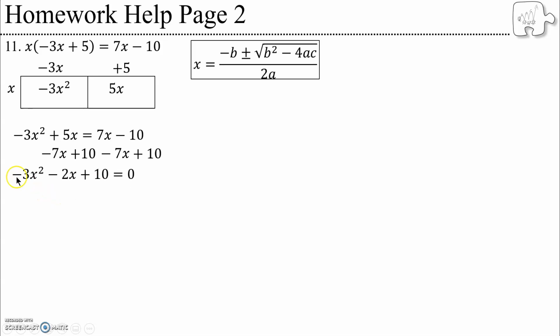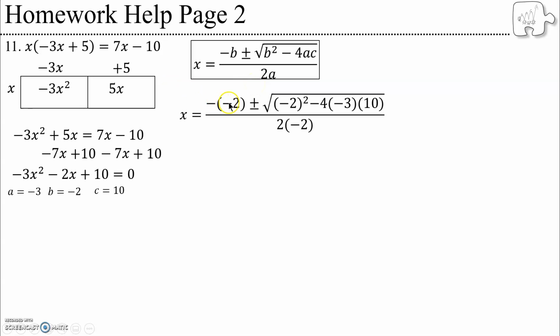So now we can figure out what our a, b, and c are, first number, second number, third number, because it goes in x squared, x, constant order. So we have a is negative 3, b is negative 2, and c is 10. Now we have enough to plug it into our quadratic formula. You have x equals the opposite of negative 2, plus or minus the square root of negative 2 squared minus 4 times negative 3 times 10, over 2 times negative 2.